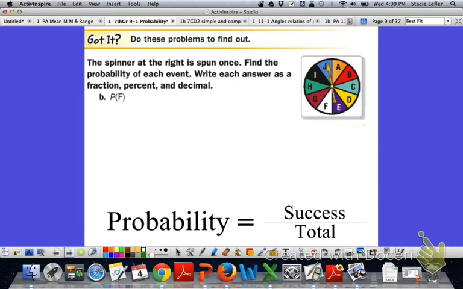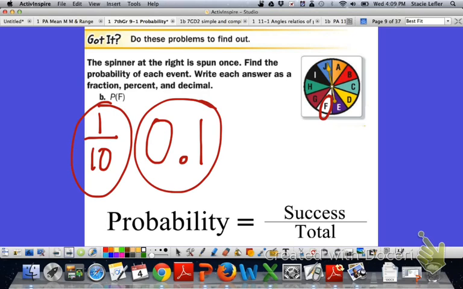Okay, try this one out on your handout. Find the probability of getting an F. Well, there's 1 F on that spinner, so that's 1 success out of 10 possible letters. And then 1/10, read that out loud, and it tells you the decimal. Move your decimal 2 places to the right to get your percent, 10%.